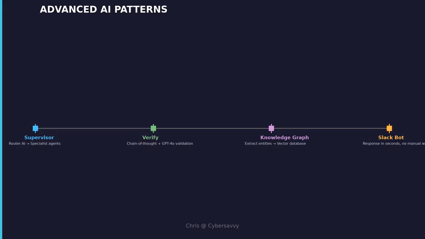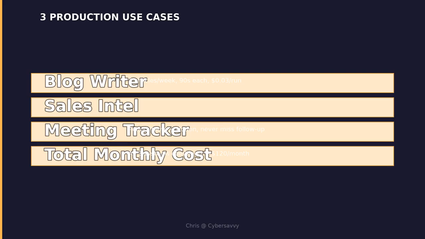Let me share 3 real use cases that my clients are running in production right now. Use case 1 is the automated blog writer. A client gets a weekly calendar invite with a topic. A cron job fires, sends the topic to Claude with their writing guidelines and past articles for style reference, gets back a polished draft, runs it through GPT for SEO optimization, then posts it to WordPress automatically. The entire pipeline runs in about 90 seconds. They publish 3 articles per week and never touch a keyboard.